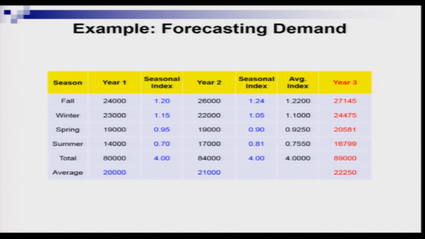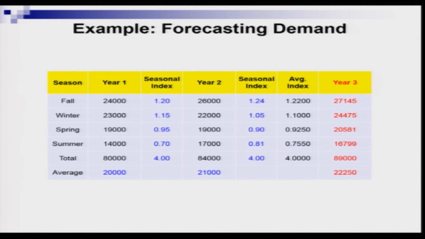So, I divide 24,000 by 20,000, I get this number 1.20, and that is my seasonal index for autumn or fall season. Similarly, I can calculate the seasonal index numbers for the other 3 seasons, and you note that we are lucky that the sum total is 4 for year 1, and similarly we can find the seasonal index values for year 2 also, and again we are lucky the sum is 4.